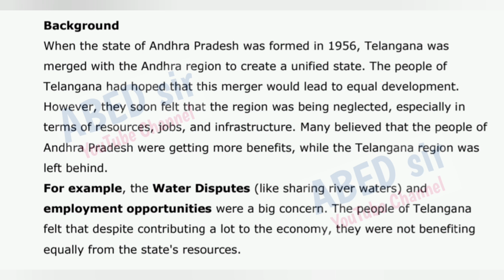Many believed that the people of Andhra Pradesh were getting more benefits, while the Telangana region was left behind. For example, the water disputes, like sharing river waters, and employment opportunities were a big concern. The people of Telangana felt that despite contributing a lot to the economy, they were not benefiting equally from the state's resources.